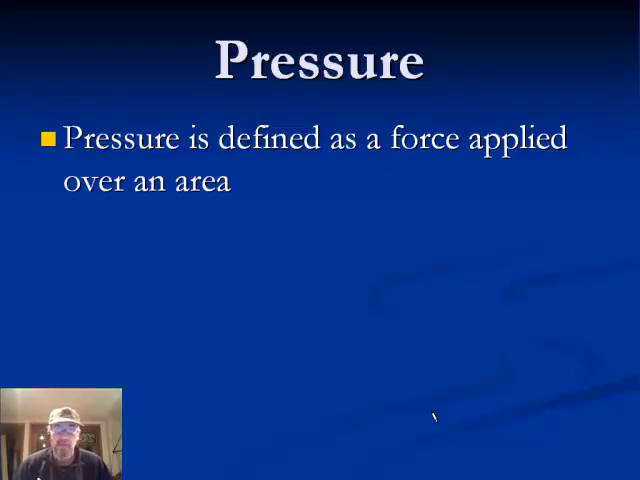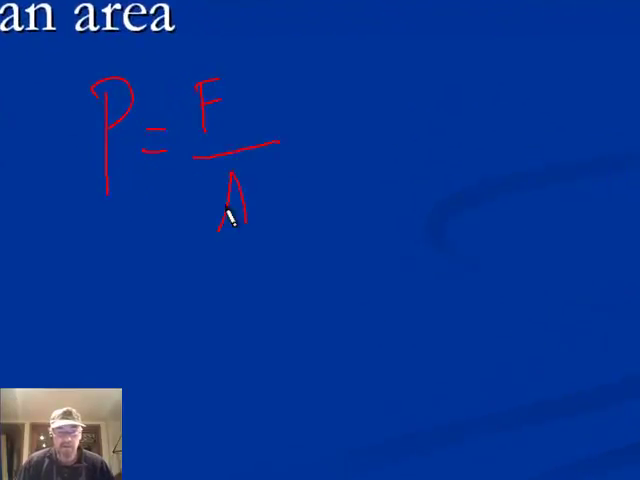To understand the properties of gases, one thing that we have to be able to understand is the idea of pressure. Pressure is defined as a force applied over an area. So mathematically, we can define pressure this way. It's the ratio of the force that you put on something divided by the area over which you apply that force.